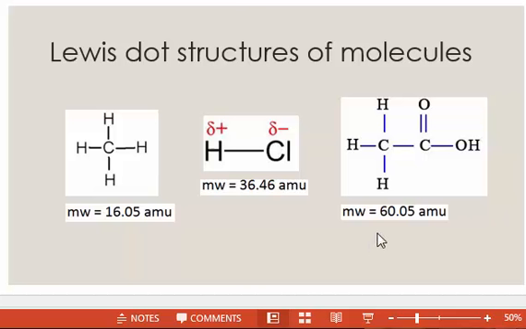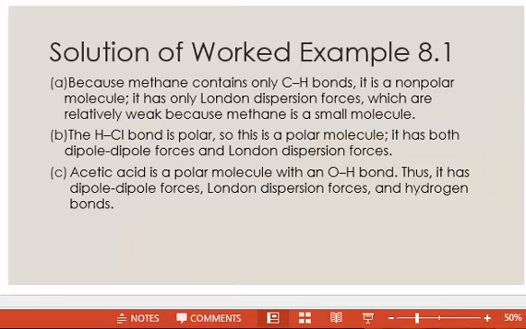Acetic acid has the highest molar mass at 60.05 AMU and thus has the strongest London dispersion forces. And it also hydrogen bonds. We see that there is a hydrogen that is directly bonded to an oxygen atom. Acetic acid will have the highest boiling point.